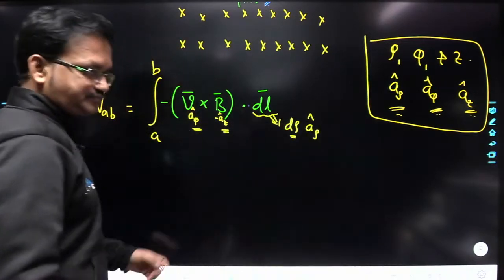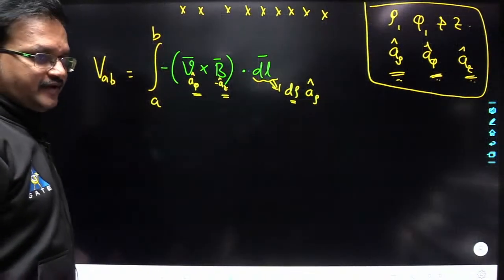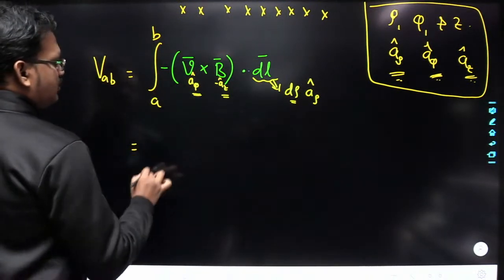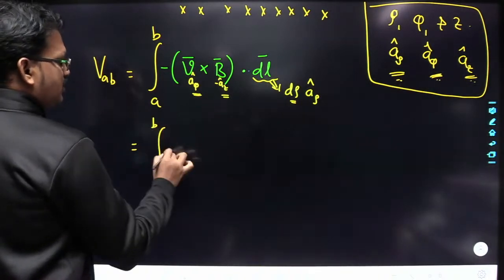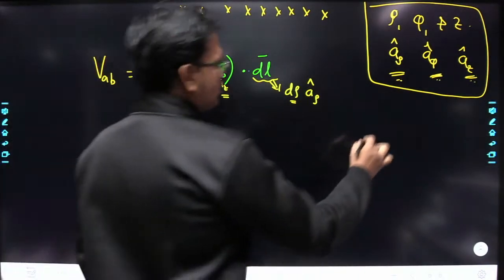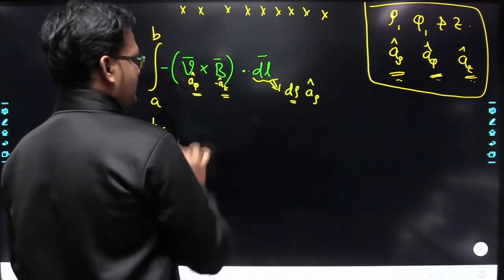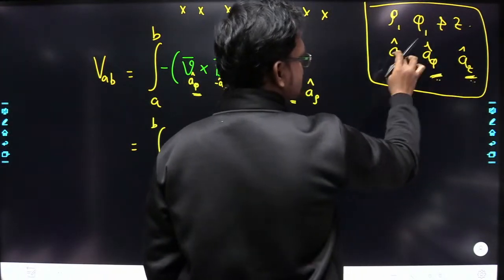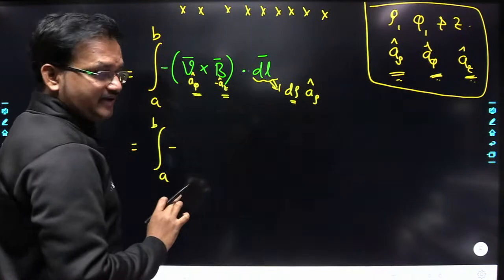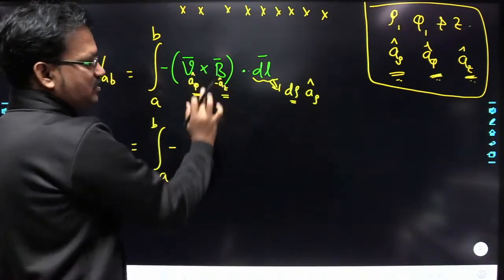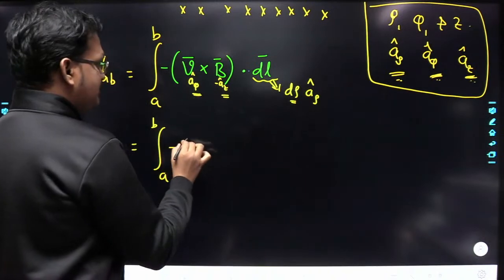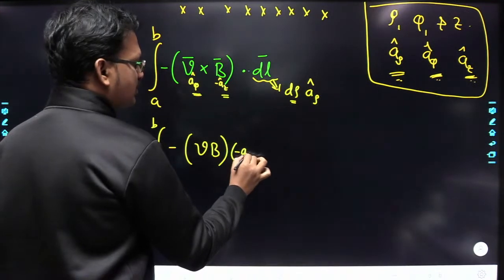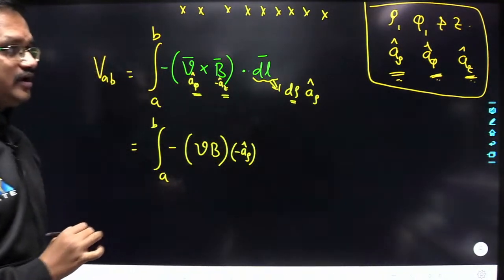See here. VAB is equal to the integral from A to B of minus of what? Here you have A phi cap cross minus AZ cap. So what is A phi cap cross AZ cap? It is nothing but aero cap, but here you have minus. That means the resultant direction is minus aero cap. So here you are going to get V into B into minus aero cap. Yes or no?